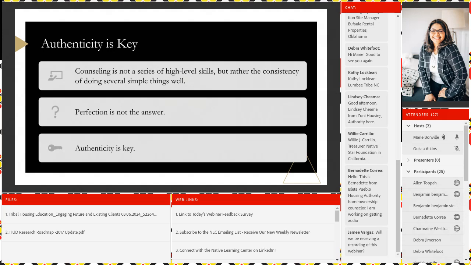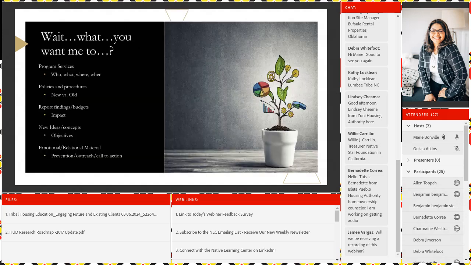Well, the first thing is authenticity. It is key. It's not like counseling is a high level set of skills. It's the idea of doing something really well over and over again, right? So just that consistency. Perfection isn't what we want. We want you to be authentic. So you all know your communities better than anyone else. It's important that you don't feel stressed out about asking questions about, number one, your program services.